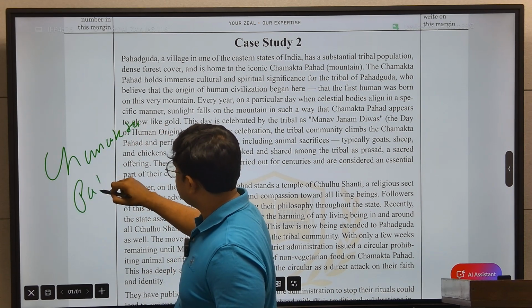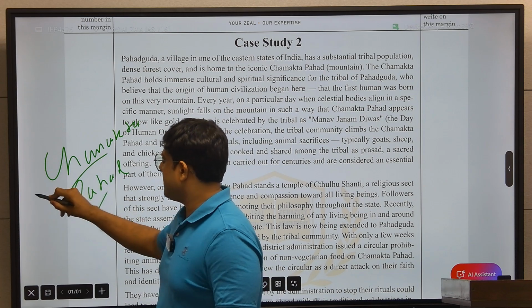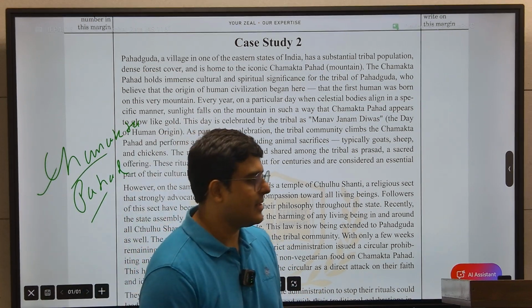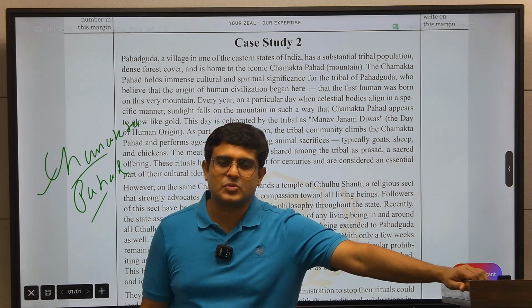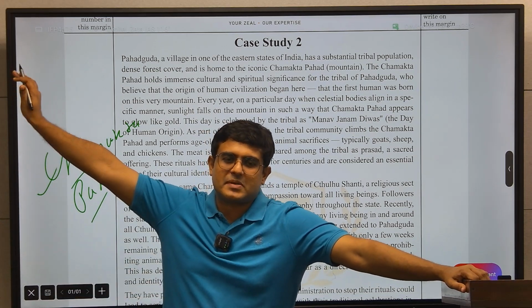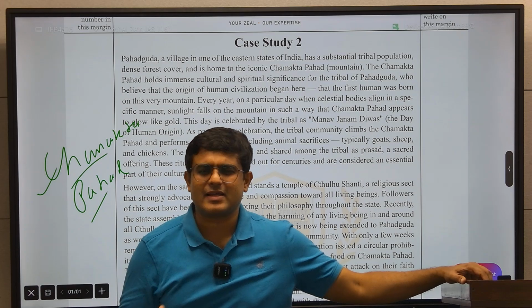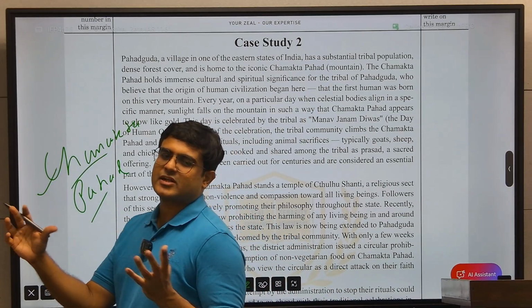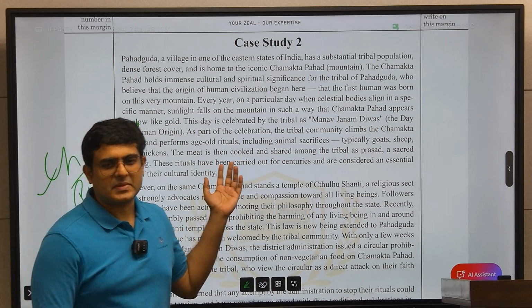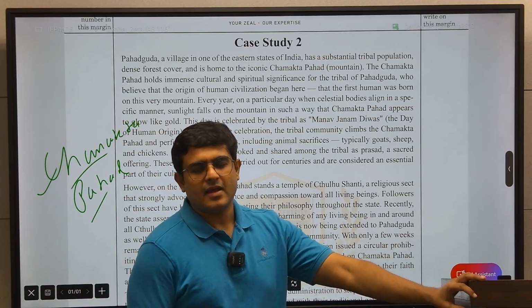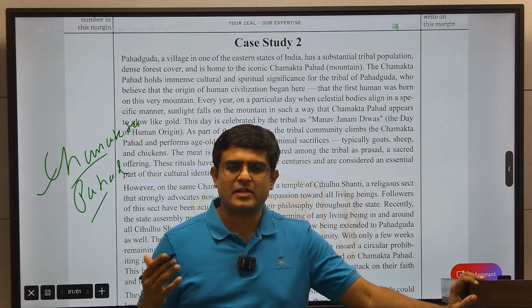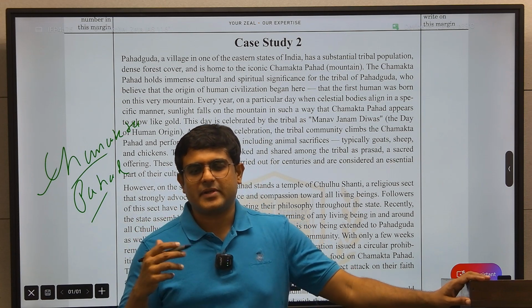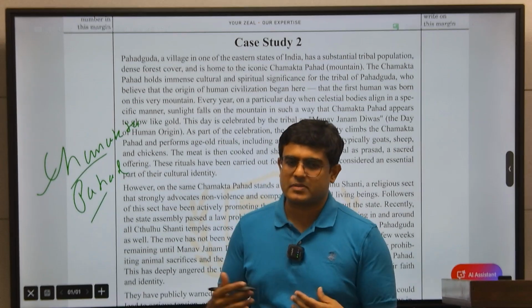The tribals have been worshipping Chamakta Pahad for decades, for centuries, as they believe that the first human was born on the Chamakta Pahad. It is called Chamakta Pahad because on a particular day, when all the celestial bodies align in a particular direction, this Pahad glows like a mountain. On that day the tribals believe the first human in this world was born, and they celebrate that day as Manav Janma Divas.